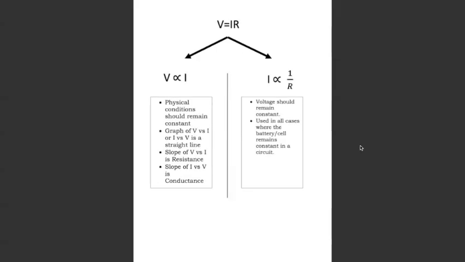Hello, everyone. Here's the first concept from the chapter Current Electricity. As you can read from the screen, the formula is V is equal to I into R. There are two ways in which I've tried to show the usage of this result.